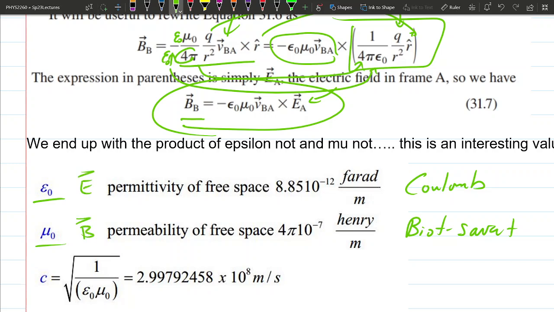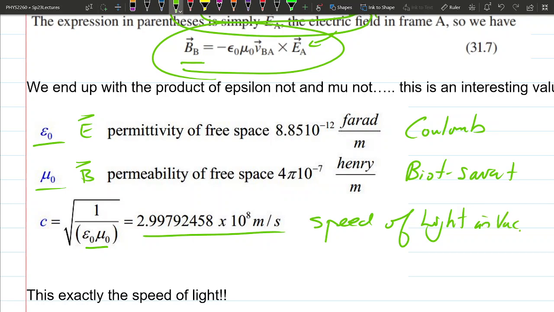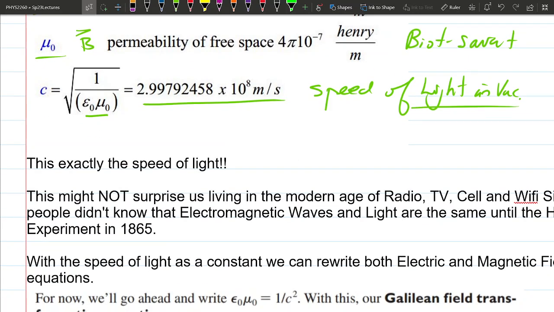And what's really funky about it is, if you take those two numbers, multiply them, take the reciprocal of it and take the square root of it, you get exactly the speed of light in a vacuum. Okay? And this is how this electric field and magnetic field stuff gets connected to light, which is the stuff we've been seeing all this time.